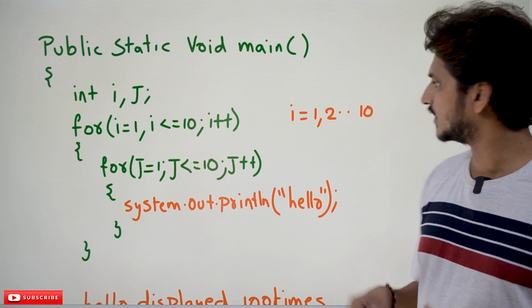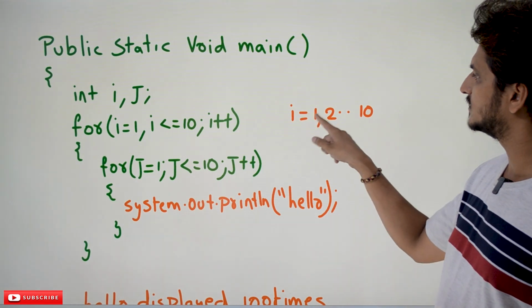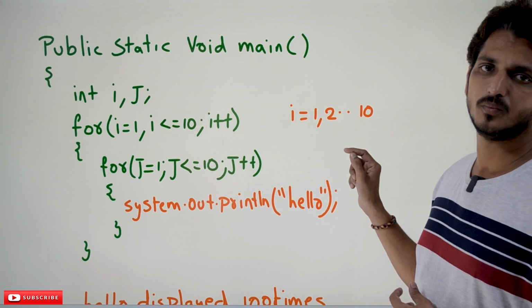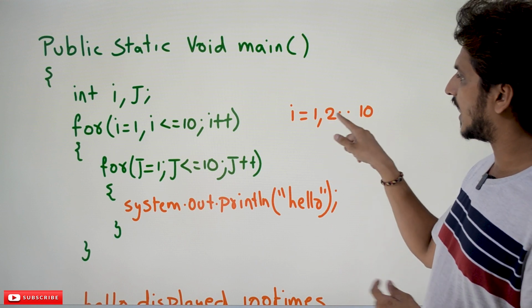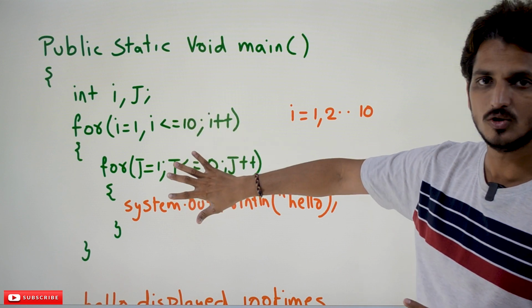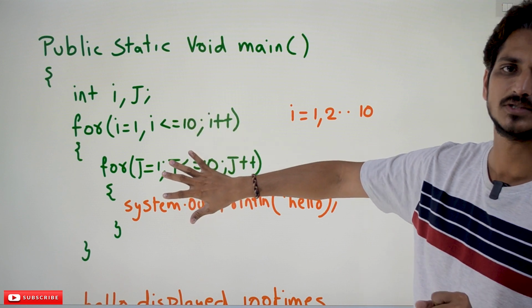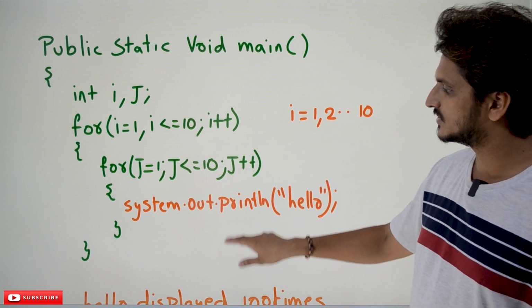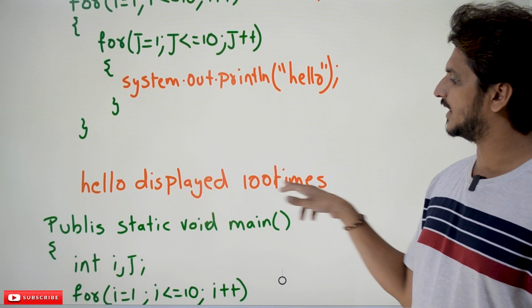This is what you need to understand. The i value is taken from 1, 2, 3 and so on. These are the values for which the condition is true. So i takes 10 values. Each time, the inside loop is executed 10 times. So 10 multiplied by 10, total 100 times hello is going to be displayed.